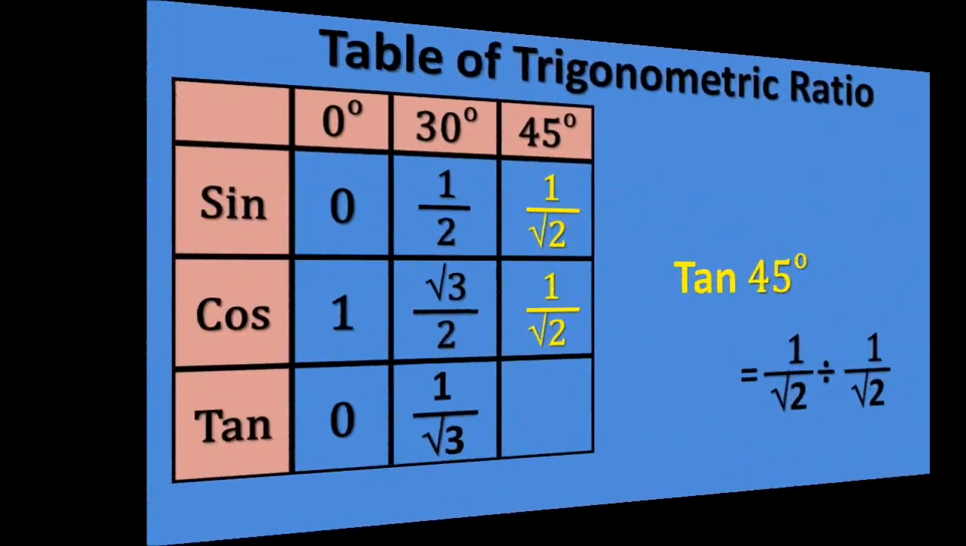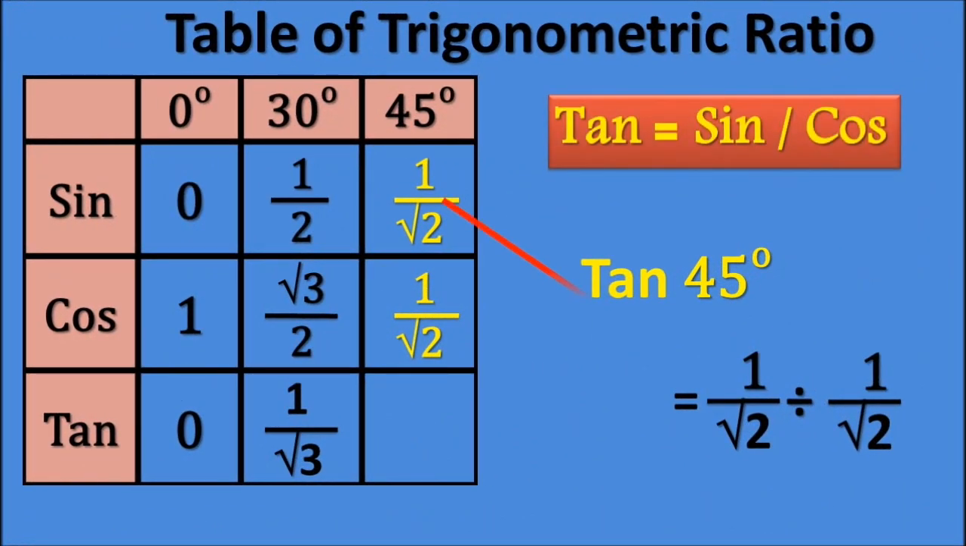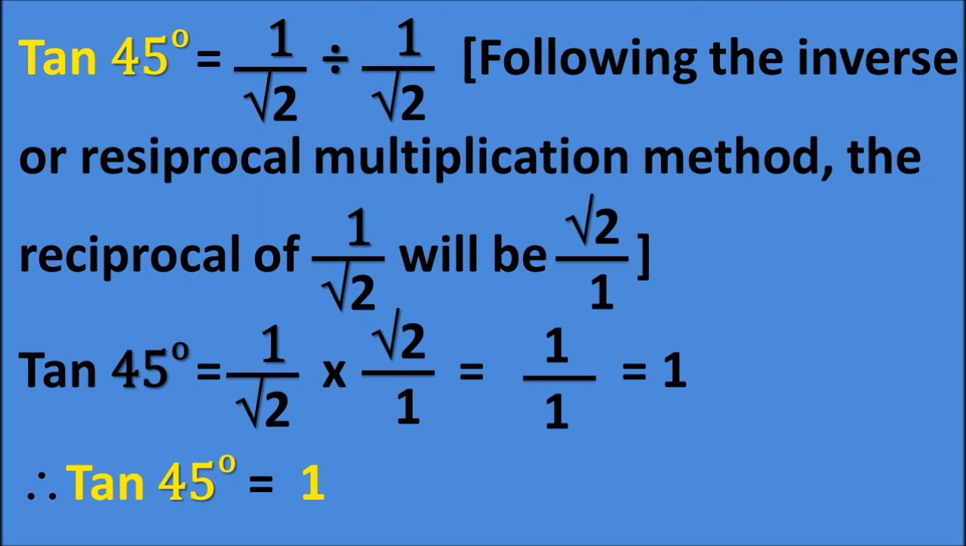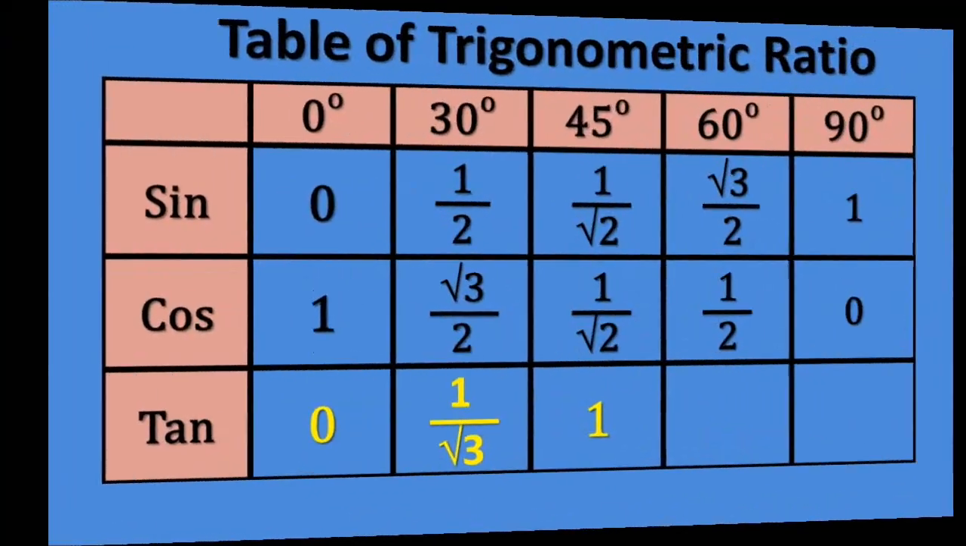Next, tan 45 degree, 1 by root 2 divided by 1 by root 2 will be 1 by root 2 into root 2 by 1. That is following the above method. Root 2 and root 2 will get cut out. So we will get 1 by 1. That is 1. Therefore, tan 45 degree is equal to 1.